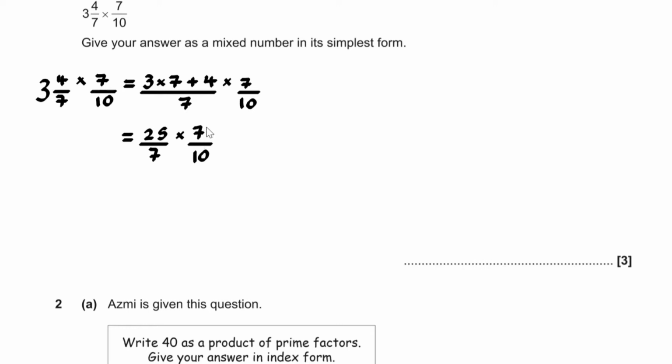Now you can see the 7 on the numerator and the 7 on the denominator simplify to 1, leaving us with 25/10. And 25/10 can be simplified by dividing the numerator and the denominator by 5, leaving us with 5/2. And 5/2 as a mixed number, well, 2 goes into 5 2 whole times, and what's left over is 1, so we have 2 1/2.